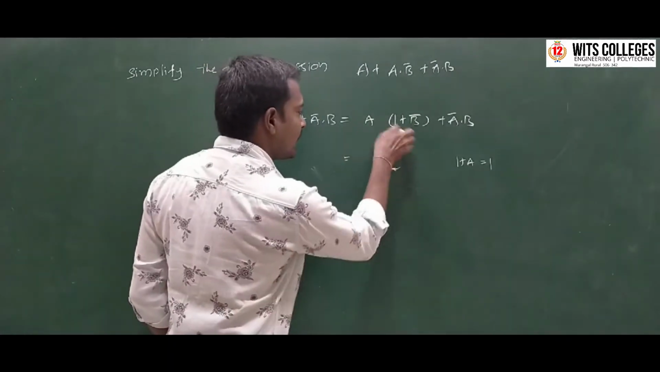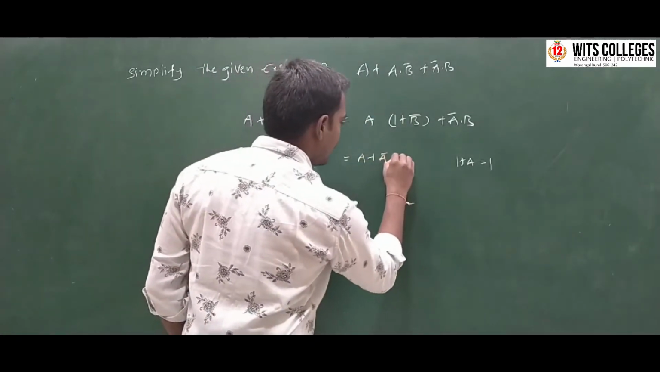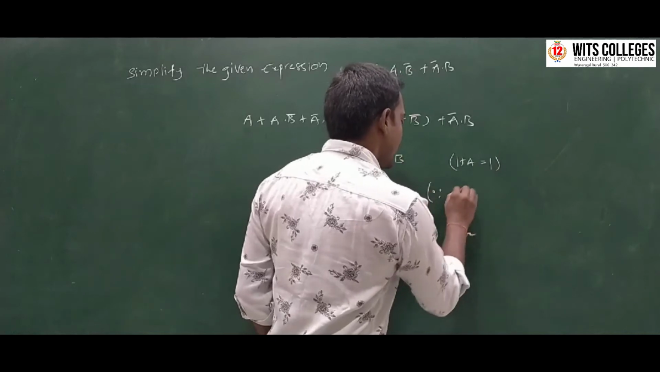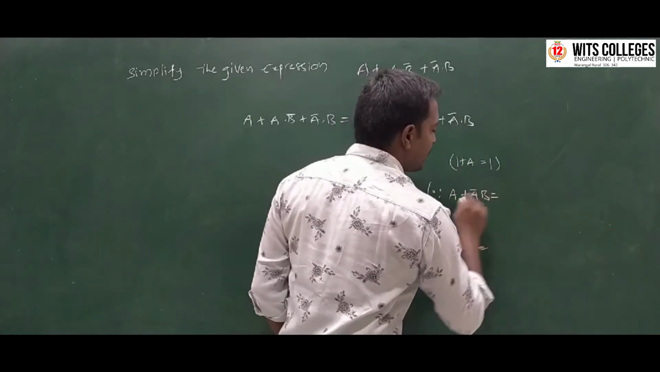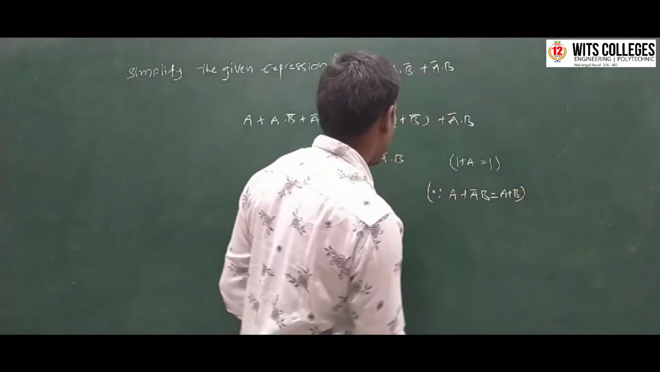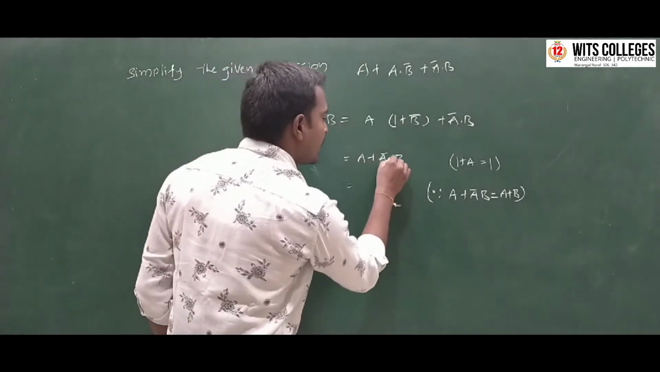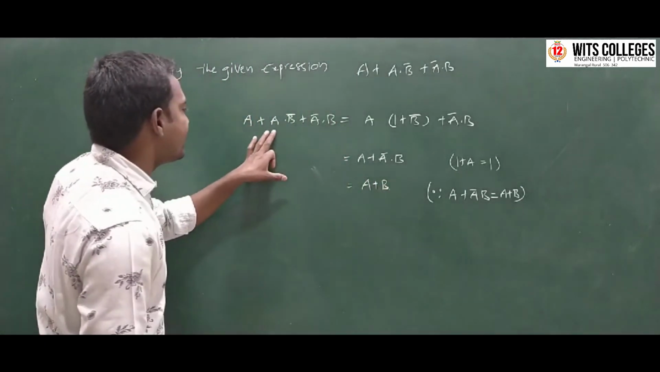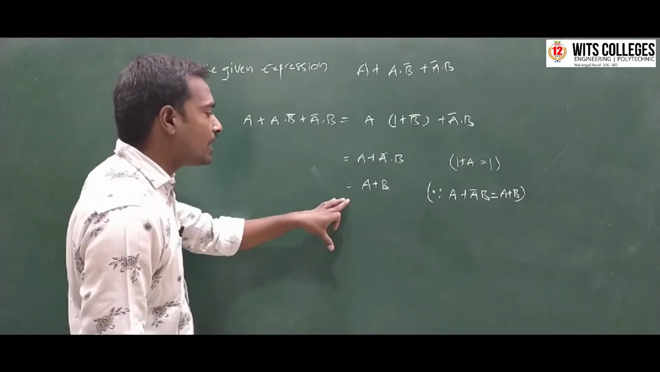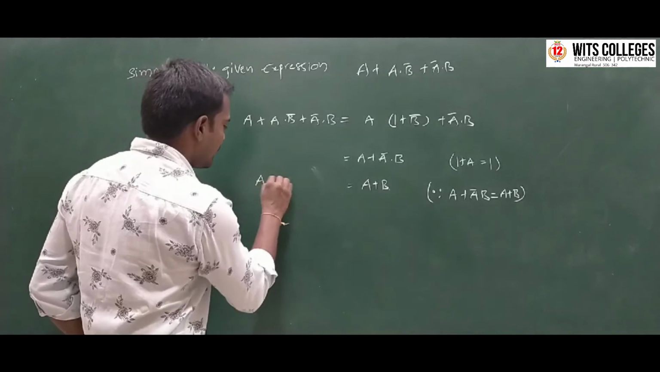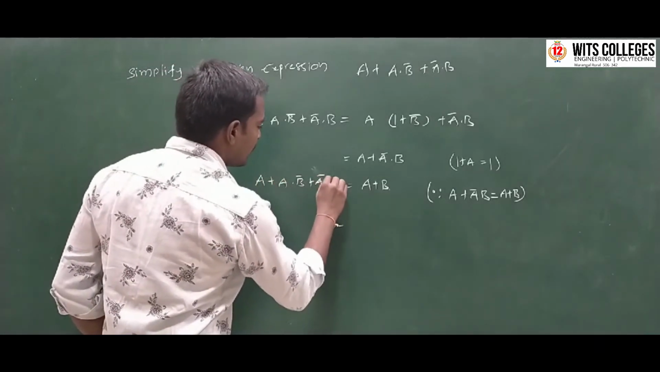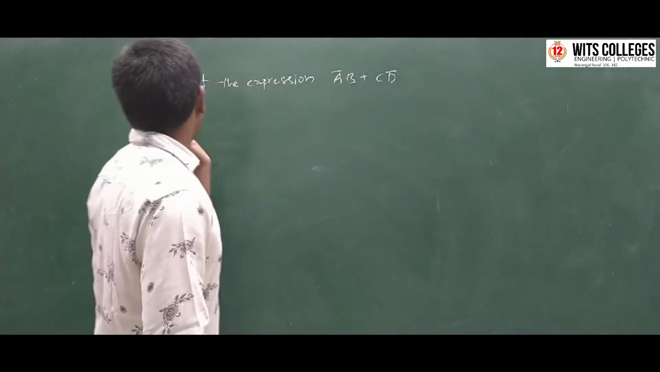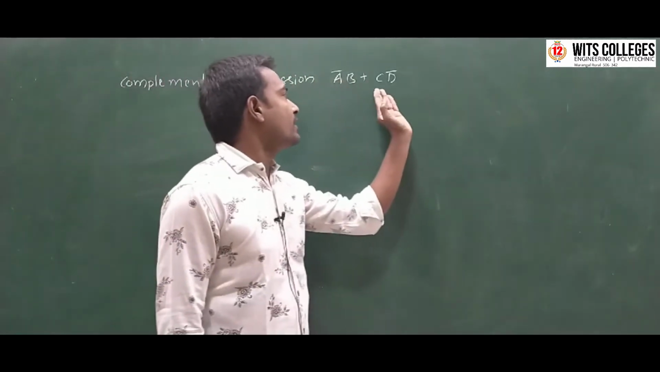So 1·A is equal to A, plus ĀB. Here we have a formula that A + ĀB can be written as A + B. So A + ĀB can be written as A + B. So the expression A + AB̄ + ĀB can be written as A + B.